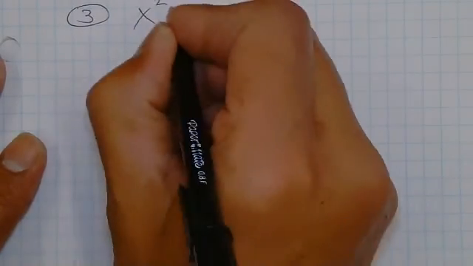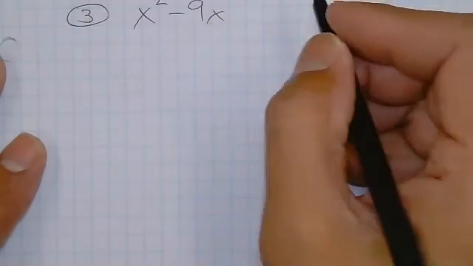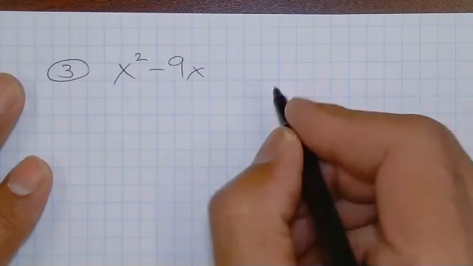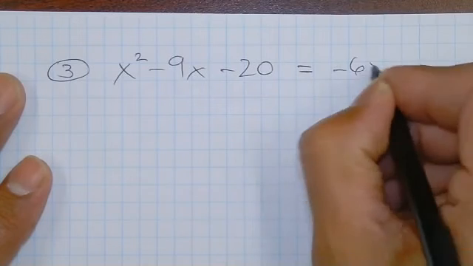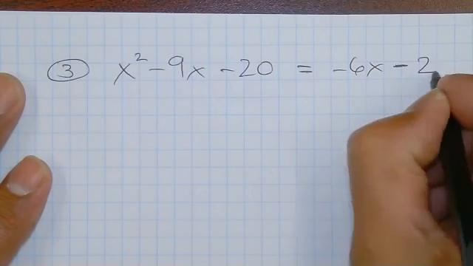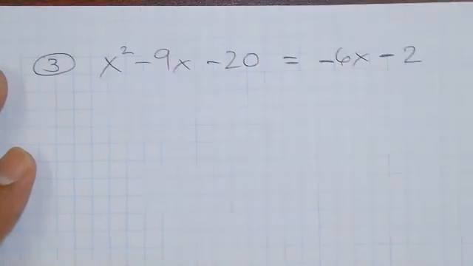Last one like this, and then I'm going to show you the other type of problems, because there's two types of problems. Last one like this. I think you got it. Good. See, I told you it was not really anything new. X squared minus 9x minus 20 equals negative 6x minus 2.